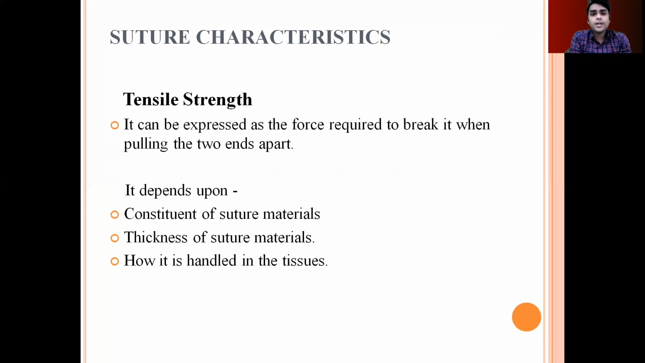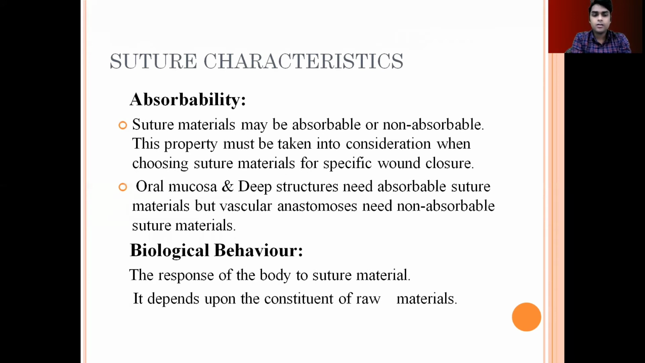Now, suture characteristics. Well, I will be discussing three properties of sutures: tensile strength, absorbability, and the biological behavior. Coming to tensile strength, it can be expressed as the force required to break it when pulling the two ends apart. It depends upon the constituent of suture materials, thickness, as well as how it is handled in the tissues.